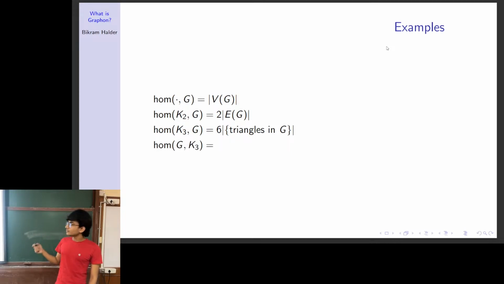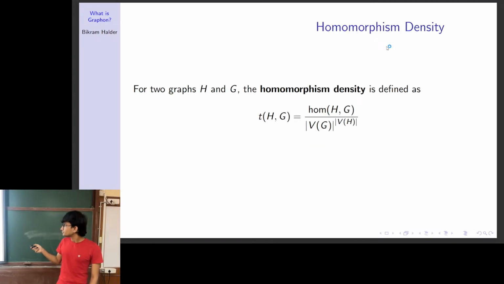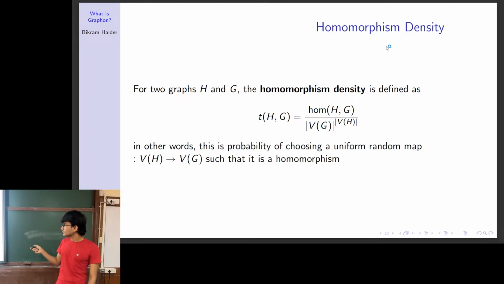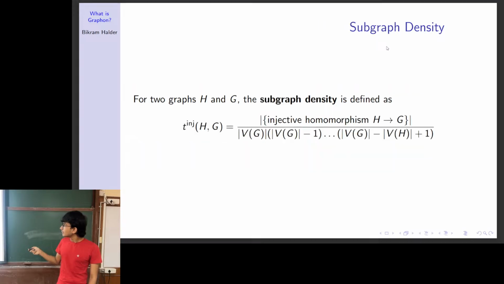Let's look at a different thing. What about the number of homomorphisms from a graph to a triangle? Yes, the number of proper colorings. Perfect. For two graphs H and G, we define the homomorphism density to be the ratio of all the homomorphisms from H to G and all the maps from the vertex set of H to the vertex set of G. In other words, it is the probability that a uniform random mapping from the vertices of H to the vertices of G becomes a graph homomorphism.